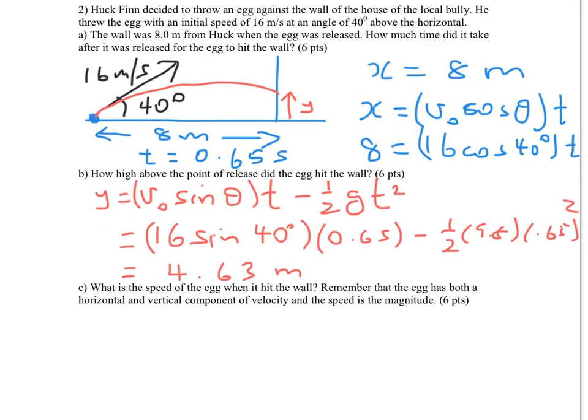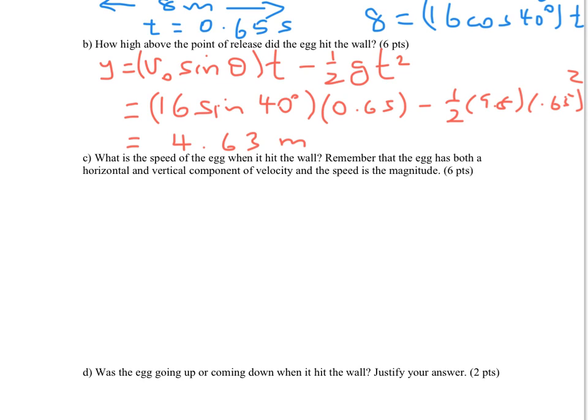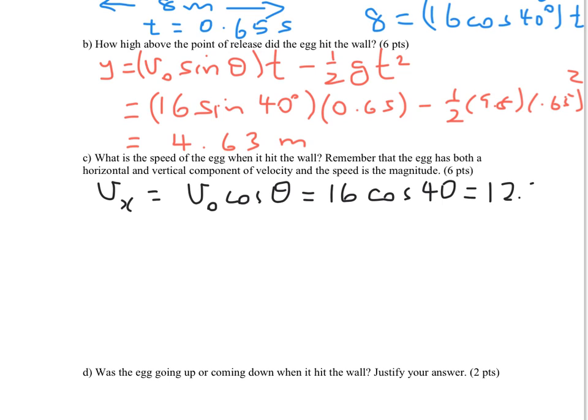Okay, next part of the problem. What is the speed of the egg when it hit the wall? Remember that the egg has both a horizontal and vertical component of velocity, and speed is the magnitude. Well, it basically gave everything away. First of all, what is v sub x? V sub x never changes. It's v naught cosine theta, which is 16 cosine 40, which if you run to the calculator is 12.3 meters per second.